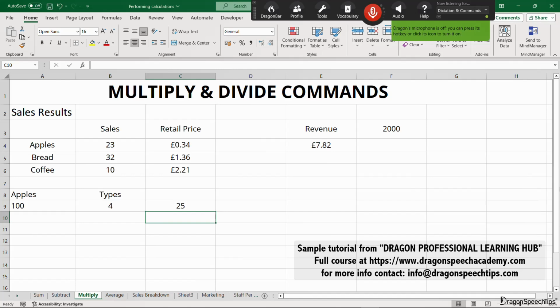We can also dictate division commands that are a combination of cell values and numeric values. For example, to quickly see the result of the value in A9 divided by 20, we can dictate the following. Divide cell Alpha 9 by 20.